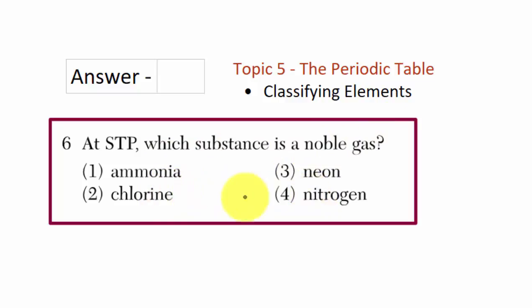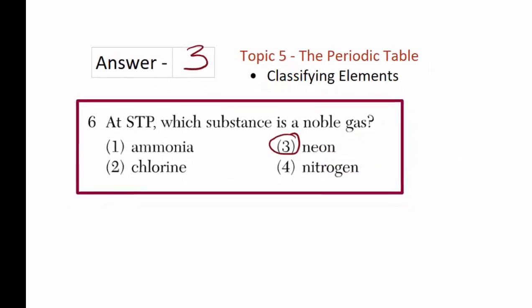Well, all we have to do here is pick out the element that we know to be in group number 18 on the periodic table. This should jump off the page at you as neon, being a member of group 18 on the periodic table. It is a noble gas.